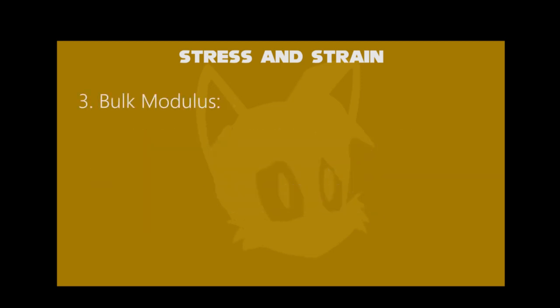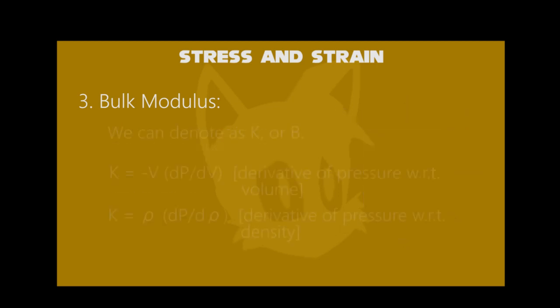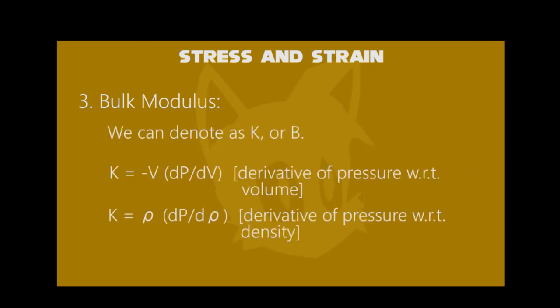Next, we'll talk about bulk modulus. It is the relative change in the volume of a body produced by a unit compressive or tensile stress acting uniformly over its surface. Any shape like cube, cylinder, sphere, or cone can be compressed. We can denote bulk modulus as either B or K.